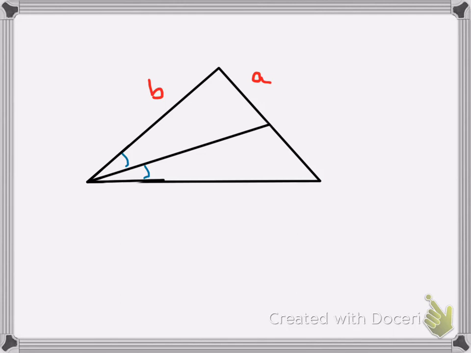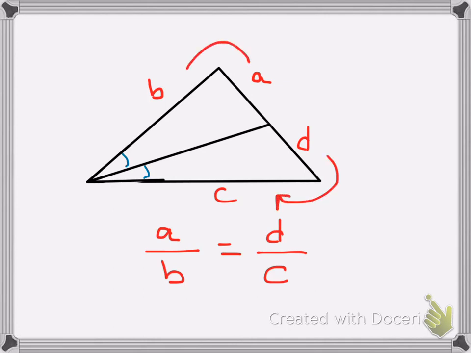Let's say the lengths of these sides are A, B, C, and D. The proportional relationship that is always formed is that A divided by B is equal to D divided by C. A divided by B is equal to D divided by C. We're going to use this triangle bisector theorem in a variety of places, and let me pull up a problem that I can show you this is going to work in.